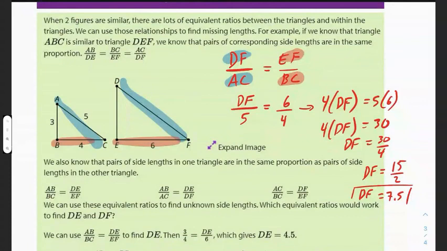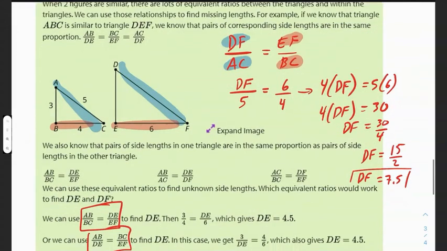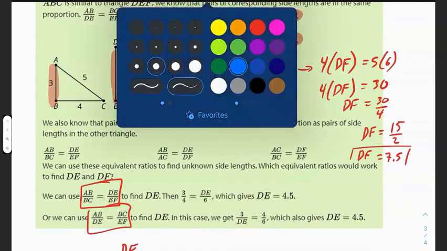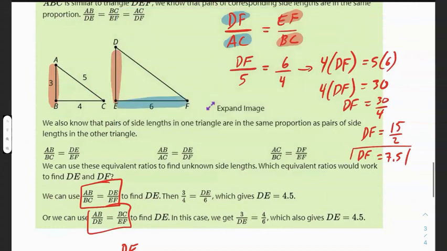You can use several proportionality statements to get you DE. Personally, whenever I look to solve for a length, I like to put whatever I'm solving for in the top left. So for example, if I was to solve for DE, like in their example, DE is to AB, as is EF is to BC.